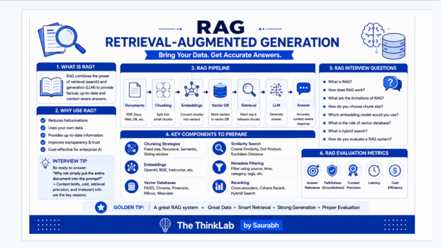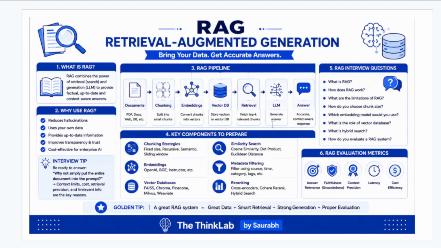So here is a very important interview question: why don't we simply put the entire document into the prompt? The answer is there are several reasons. The document may be too large. It can exceed the model context capacity. It can increase the token usage. It can increase the cost. It can increase the latency. It can also provide the model with lots of irrelevant information. So RAG solves this by retrieving only the information that is relevant to the current question.